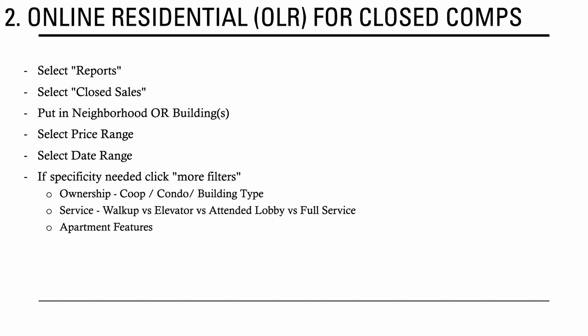If it's a 300 unit building, we probably want to start with just that building. If we don't find enough recent comps, we might have to expand it out. You put in the price range. Why do we do that? Well, in Greenwich Village, a one bedroom could sell for 400,000 or 4 million, right?